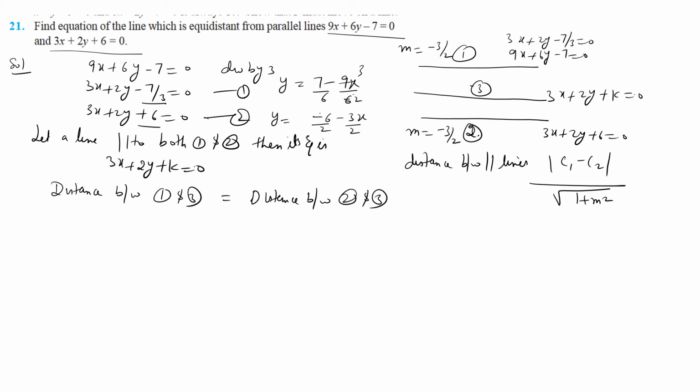According to the question, let us apply the distance formula. Who is C1 here? If I am applying the formula between 1 and 3, C1 is the constant term of this, which is minus 7 by 3, and the constant term here is k. So minus 7 by 3 minus k, C1 minus C2, upon root of 1 plus m square, m being minus 3 by 2 whole square. I think we don't need to solve it, as it is there on both sides. And between 2 and 3, it will be k minus 6.